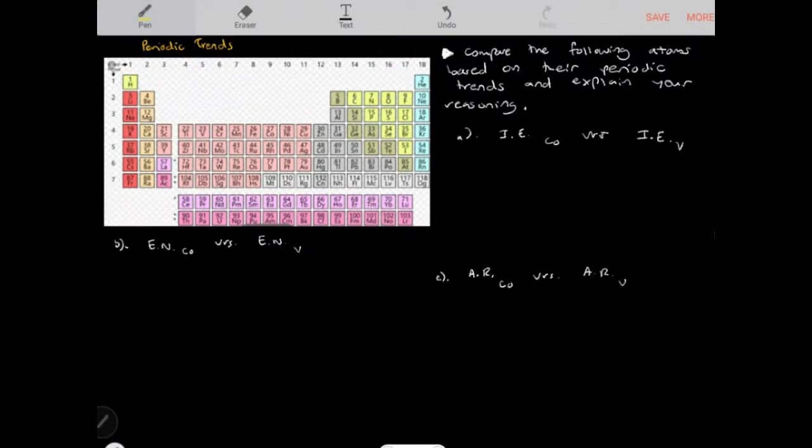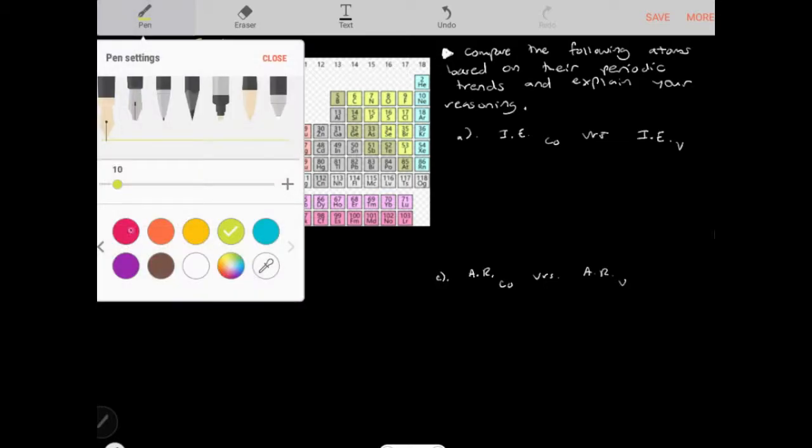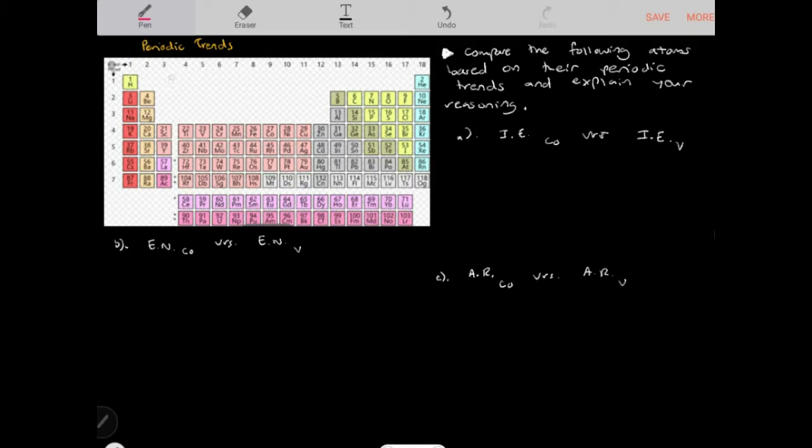Okay, let's compare these elements based on their periodic trends. We're going to take a look at ionization energy, electronegativity, and atomic radius. Let's start with these trends. I'm just going to write down all of the increasing trends for each of these, just to recap. We know that ionization energy increases up a group and to the right of a period. Electronegativity increases to the right of a period and up a group, and the atomic radius increases to the left of a period and down a group.